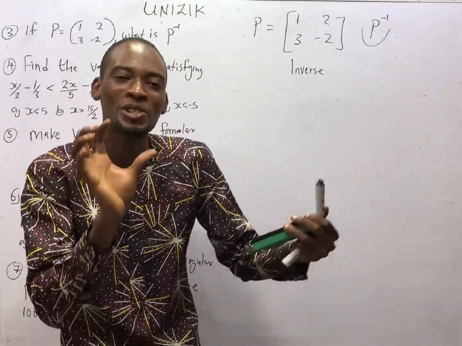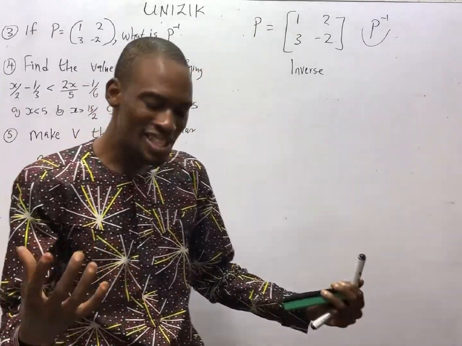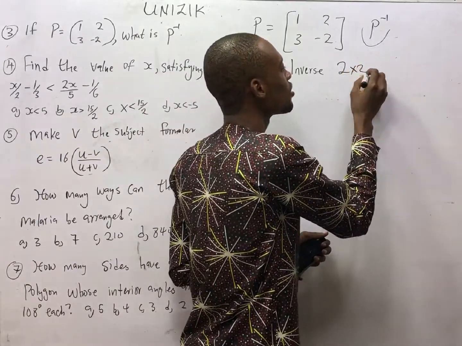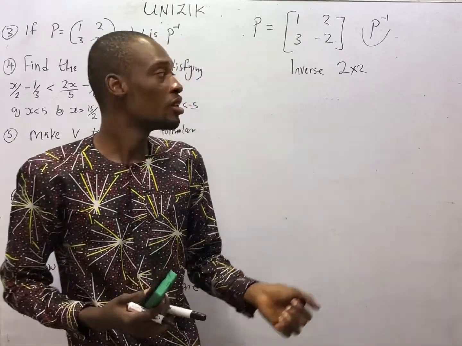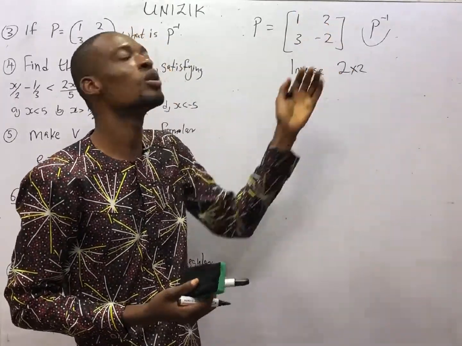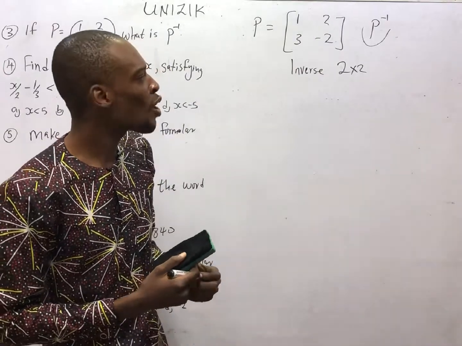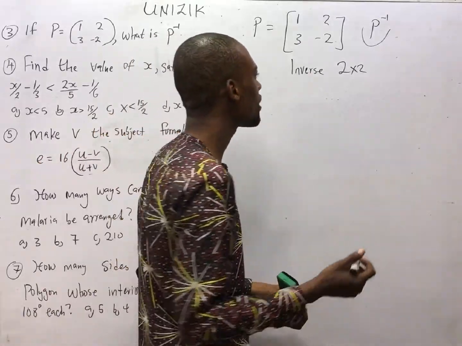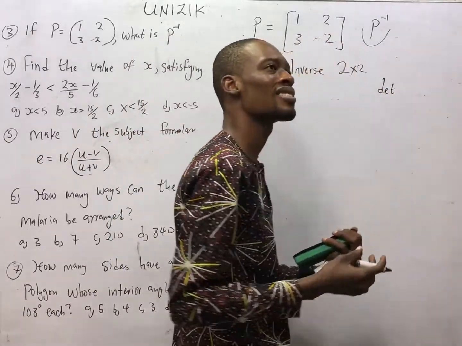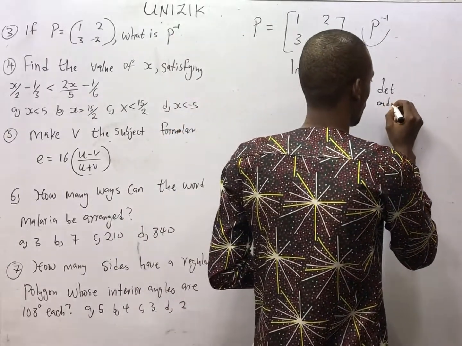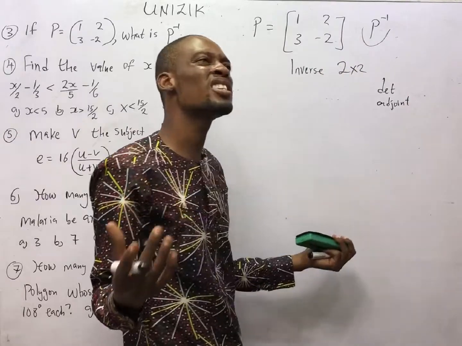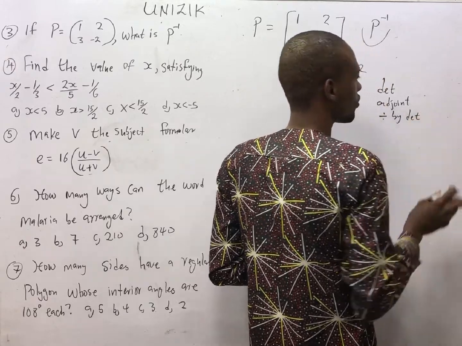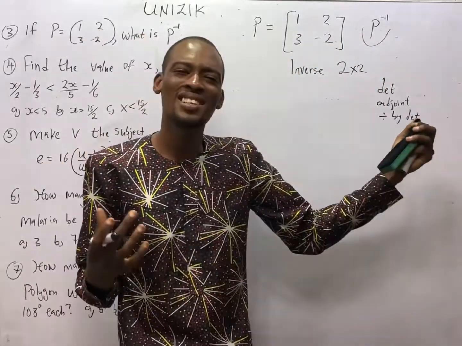First of all, let us understand this matrix. What type of matrix is this? This is simply a 2 by 2 matrix. A 2 by 2 matrix is simply any matrix with 2 rows and 2 columns. If you are asked to find the inverse of a 2 by 2 matrix, the first thing you do is find the determinant. Second thing, find the adjoint. Third thing, divide by the determinant. Ladies and gentlemen, all these are grammar.